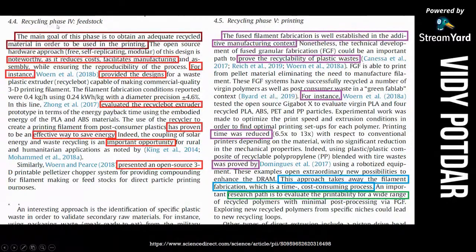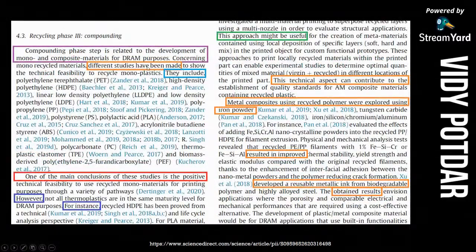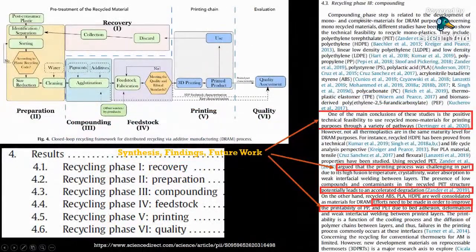If you look at another phase of the framework, the main goal of this phase is to. So again, starting the new section, new framework of your write-up, the first line gives or explains what is the main goal or theme. So I think if you see here, this part, again, I also told you the same thing. Compounding phase step is related to. So what is this about?